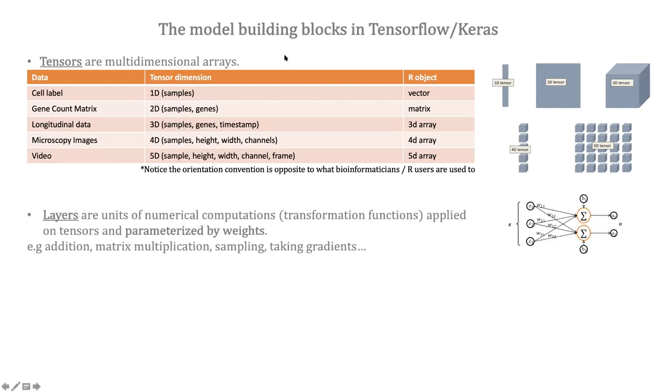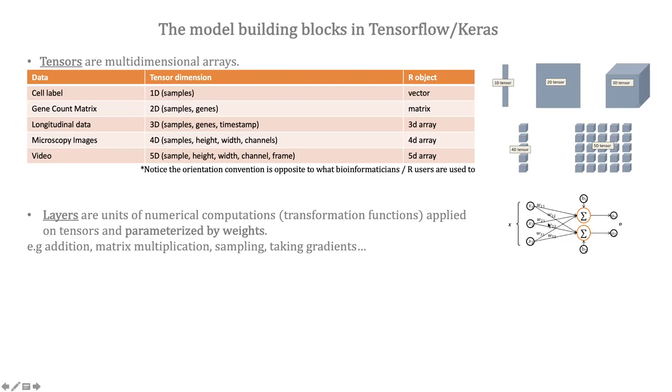Okay. So apart from the tensors, an important building block for the models in TensorFlow and Keras are layers. And layers are basically just units of numerical computations. In TensorFlow, these are implemented by TensorFlow operations, which actually perform these numerical computations. These are transformation functions on the tensors, and these functions are typically parameterized by weights. So for example, an addition or a matrix multiplication and sampling or taking gradients is a TensorFlow operation or a Keras layer.